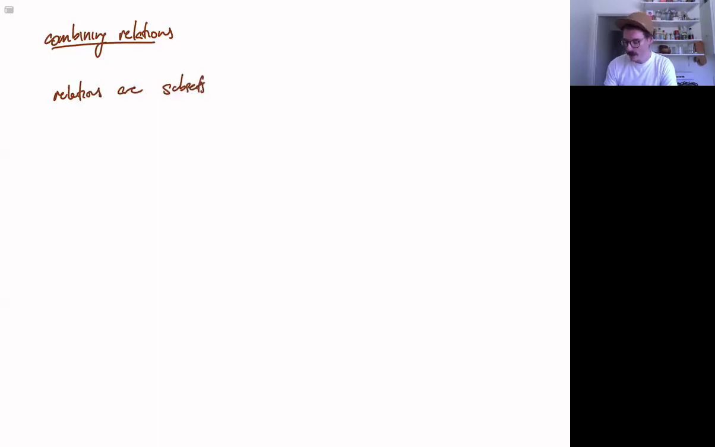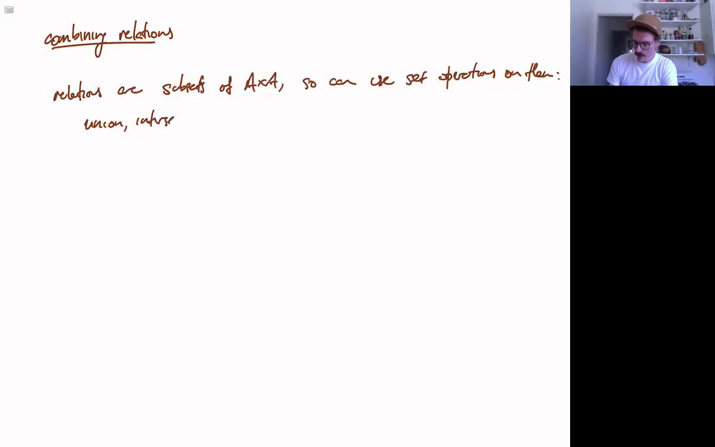By definition, a relation is just a subset of A cross A. So we can use set operations on them. So, for example, union, intersection, difference, etc.